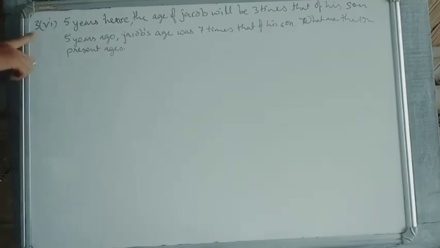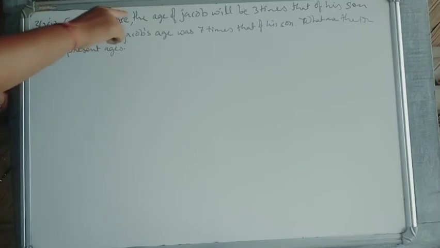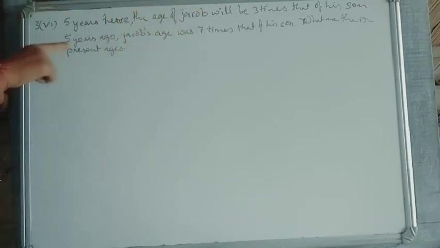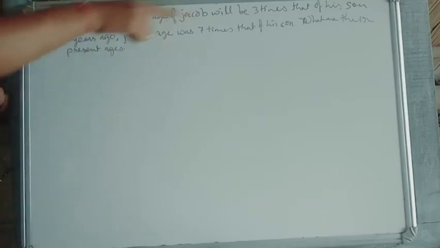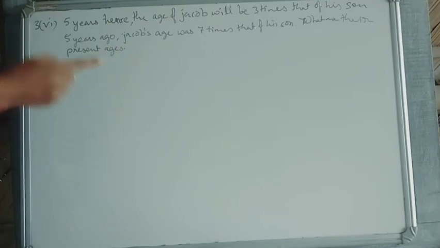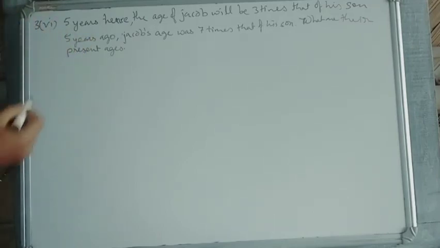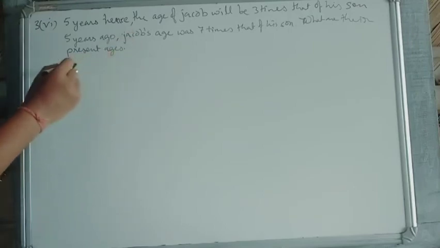So what is this question number? Sixth part, what is there? 5 years hence the age of Jacob will be 3 times that of his son. And 5 years ago Jacob's age was 7 times that of his son. And you have to find their present ages, Jacob and the son of Jacob. Now one is 5 years hence, that means future, and 5 years ago means 5 years past.